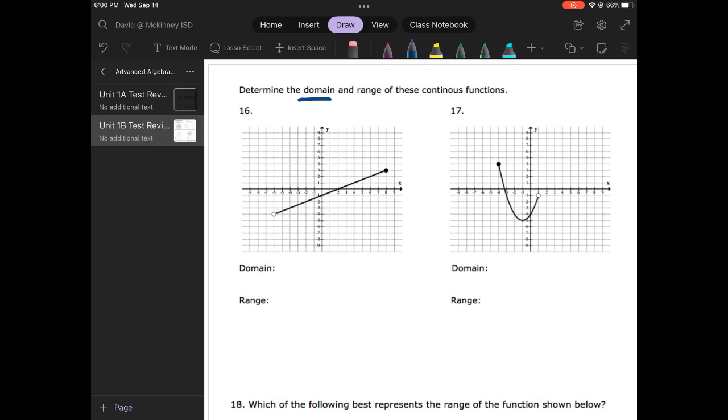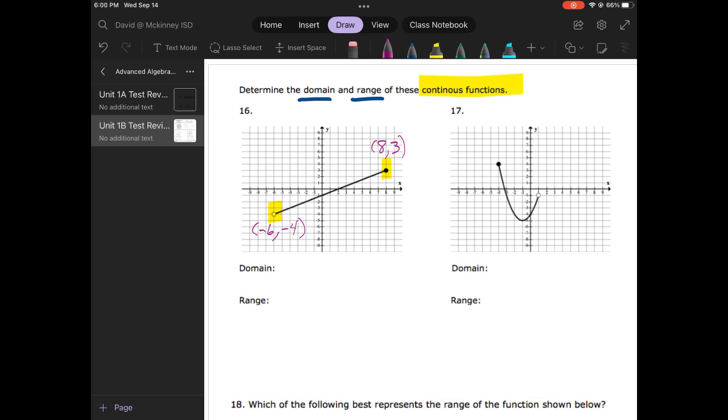Problems 16 and 17 ask us to determine the domain and range of these continuous functions. Continuous as in these are functions that are graphed with a line, not just with individual plotted points. Notice I have points on the end, and in one case, over here at -6, -4, I have an open circle. The opposite end at 8, 3, I have a closed circle.